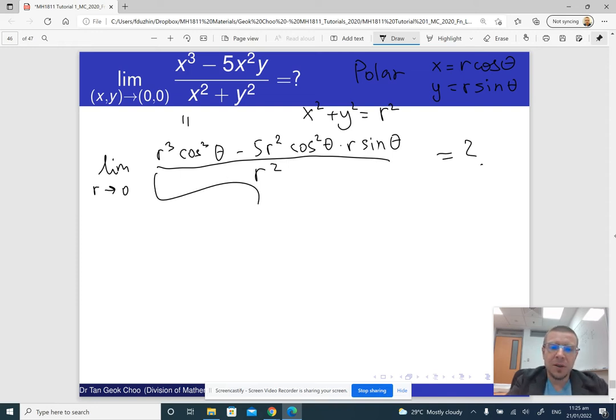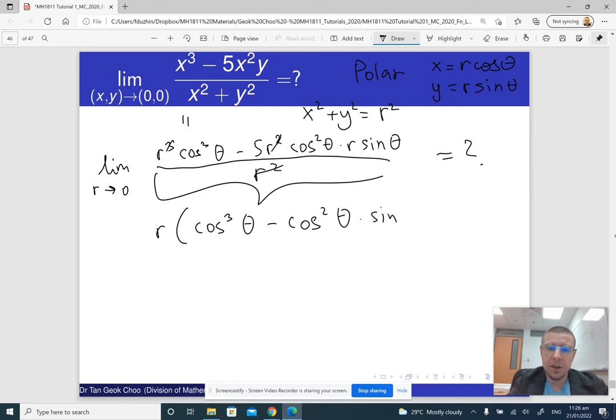Okay, so now let us look at our expression. So r squared we can cancel out, right? So this is really r times cosine cube theta minus cosine square theta times sine theta, well, times 5. There's going to be 5 here. All right, and we've got to take the limit of this expression as r approaches 0, right?